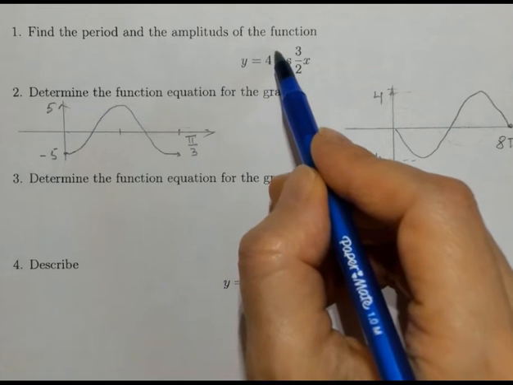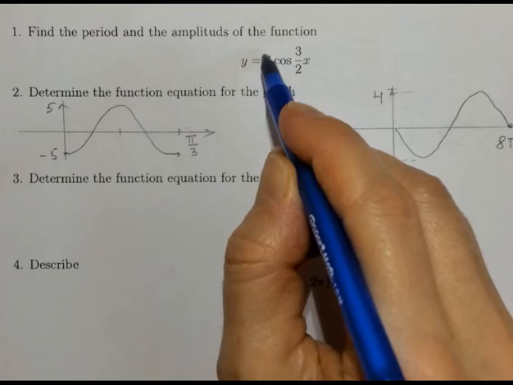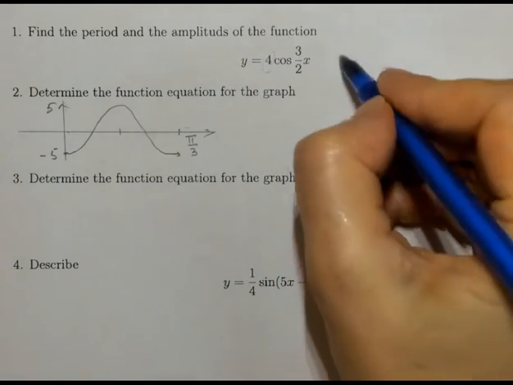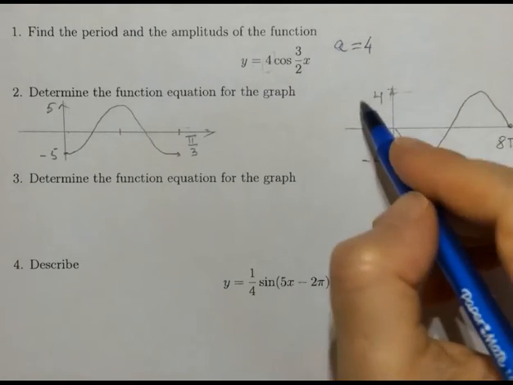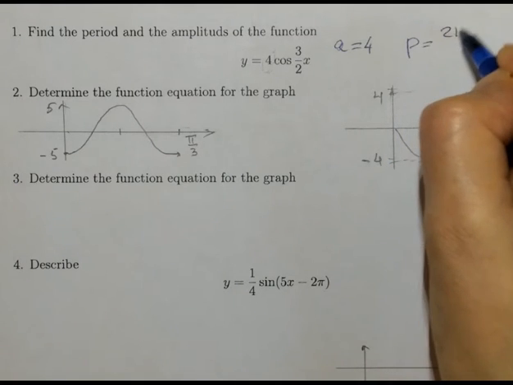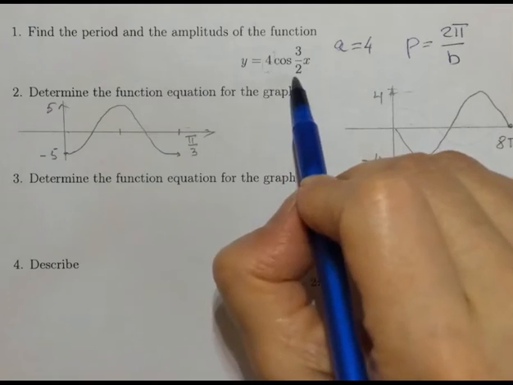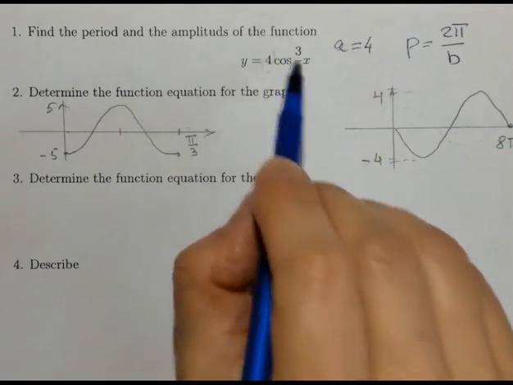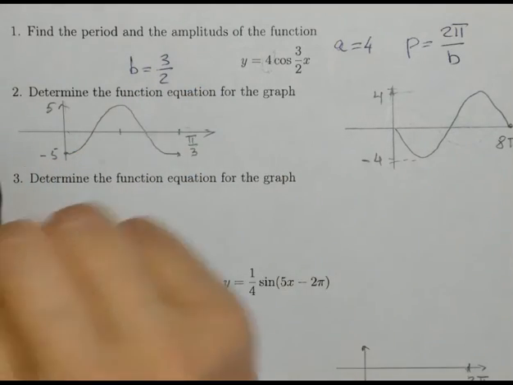The amplitude is simple. It is just the coefficient that is multiplied by the cosine or sine function. So the amplitude is 4. The period can be found by the formula 2 pi divided by b. b is the coefficient inside the cosine, so b is 3 over 2.